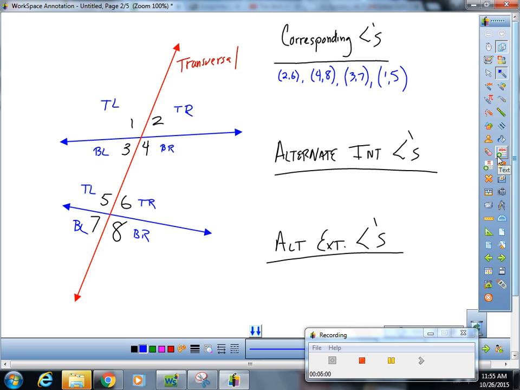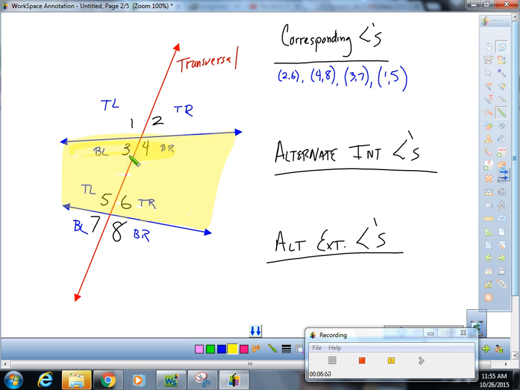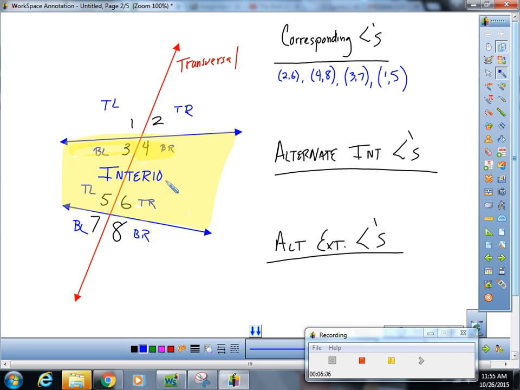Now, within our diagram here, we have an interior region and an exterior region. Hopefully you guys are good enough at your vocabulary to realize that the yellow section I'm highlighting is the interior region. It is between the two lines that are being intersected by the transversal. Well, that means these two sections are the exterior regions. So the alternate interior angles are in the interior region, and they're on different sides of the transversal.